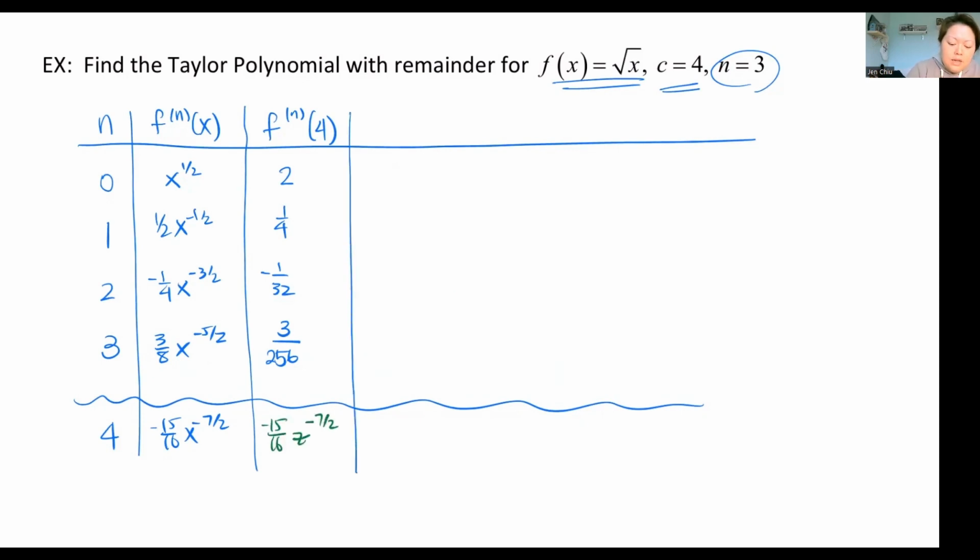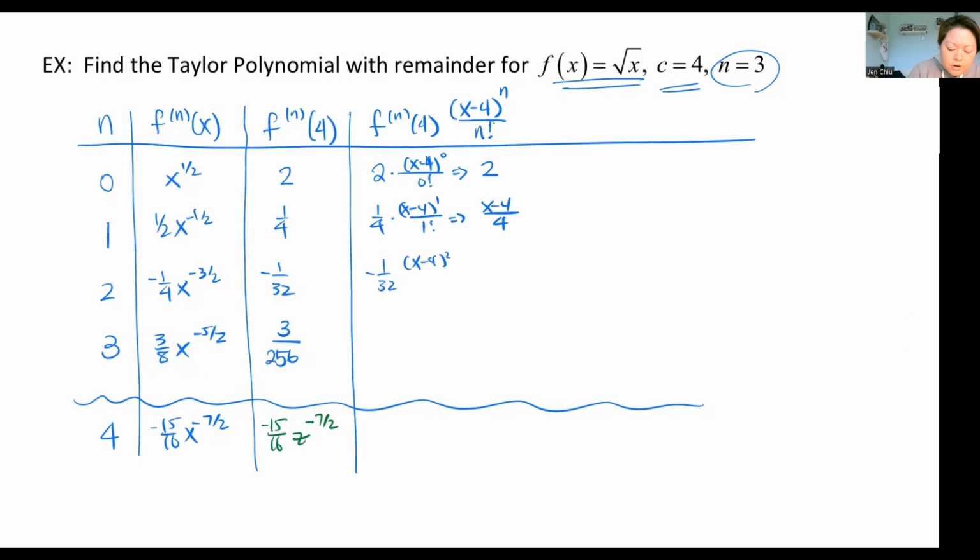Okay, now Taylor says multiply this by x minus 4, because that's what my c is, to the n power over n factorial. First term will give you 2 times x minus 4 to the 0 power over 0 factorial, which is just 1, so that's 2. 1/4 times x minus 4 to the 1 over 1 factorial, so x minus 4 over 4. Negative 1 over 32, x minus 4 squared over 2 factorial. That gives me negative x minus 4 squared over 64.